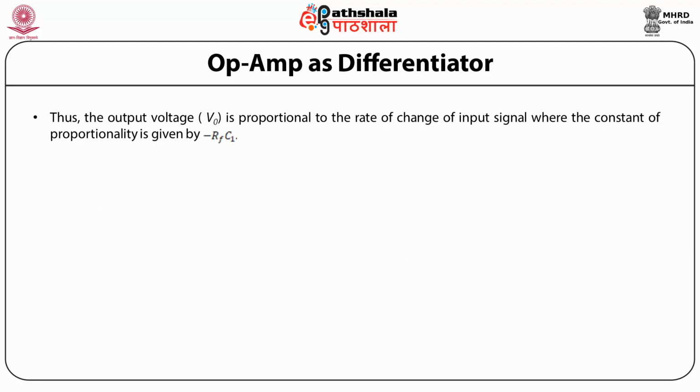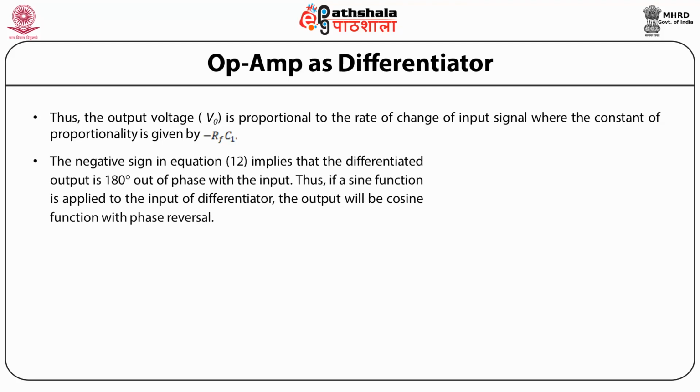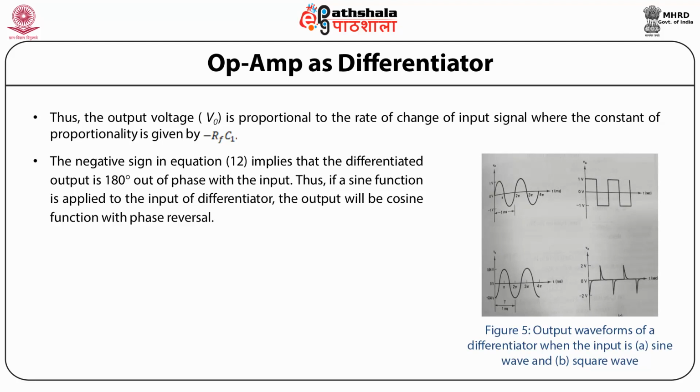Therefore, the output voltage V0 is proportional to the rate of change of the input signal, where the constant of proportionality is given by minus RF C1. The negative sign in the expression of output voltage implies that the differentiated output is 180° out of phase with the input. Thus, if a sine function is applied to the input of the differentiator, the output will be a cosine function along with the phase reversal. The same is shown in the figure below.